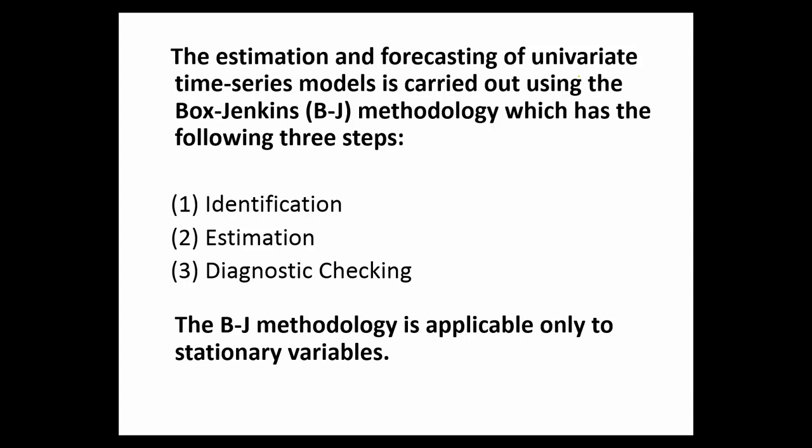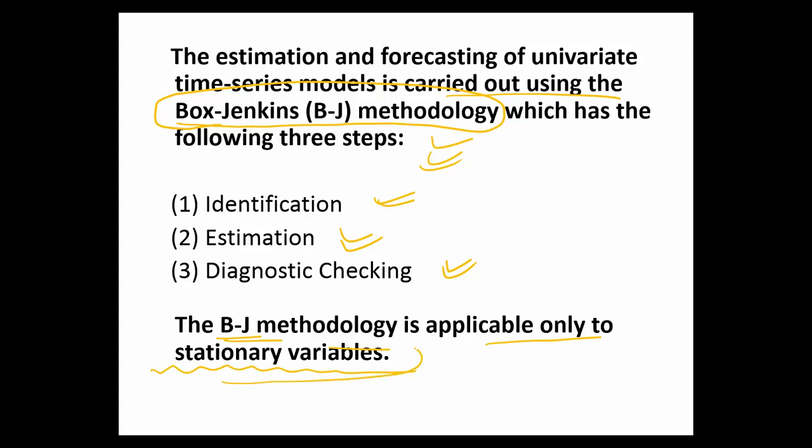The estimation and forecasting of univariate time series is carried out using a very famous methodology known as the Box-Jenkins methodology. These are two statisticians or econometricians who formulated this strategy of doing forecasting. So the Box-Jenkins methodology is an important methodology of doing time series forecasting. It involves three steps: identification, estimation, and then diagnostic checking. And remember, the Box-Jenkins methodology is applicable only to stationary time series.